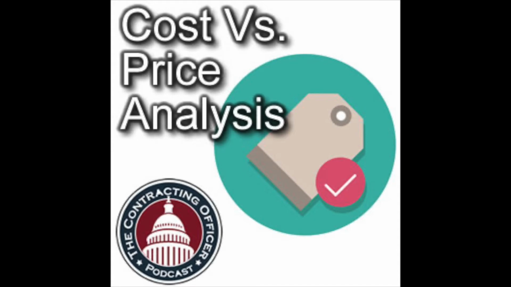And the last bullet in that section says the contracting officer may request the advice and assistance of other experts to ensure the appropriate analysis is performed. So in other words, ask for help. You don't have to do this alone. Let's talk about the price analysis side first.